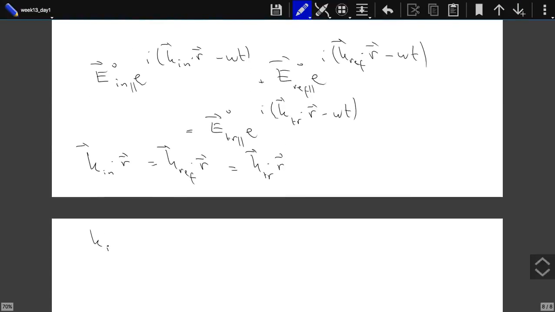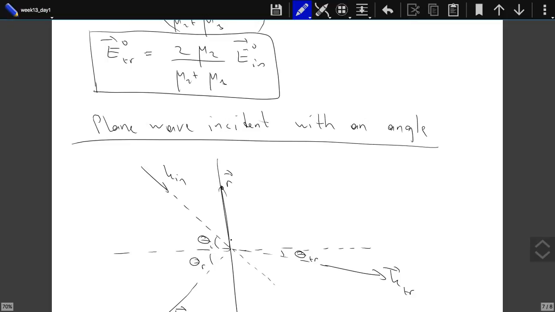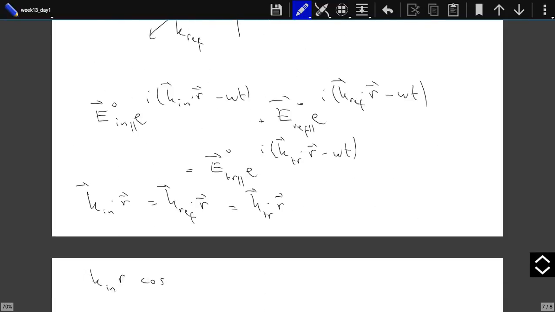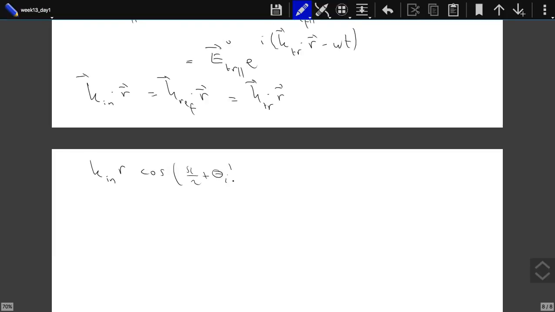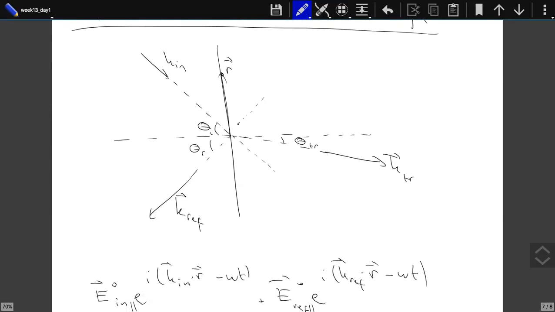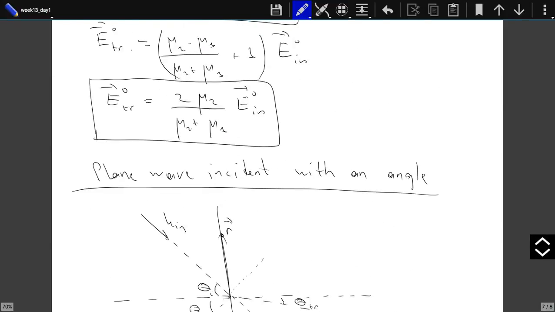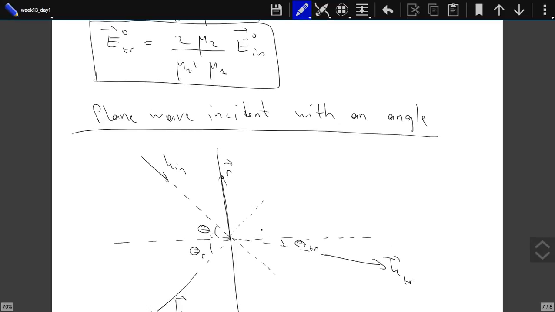Now this condition tells me that the magnitude of K incident times the magnitude of R times the cosine of the angle between the two, and this angle is pi over 2 plus theta I, plus K reflected, its magnitude, times R times the cosine of the angle between the two, which is this angle over here, pi over 2 plus theta R, should be equal to K transmitted times R times cosine of pi over 2 plus theta transmitted.